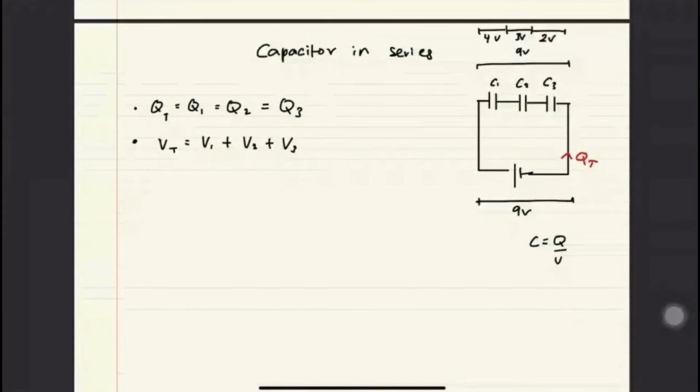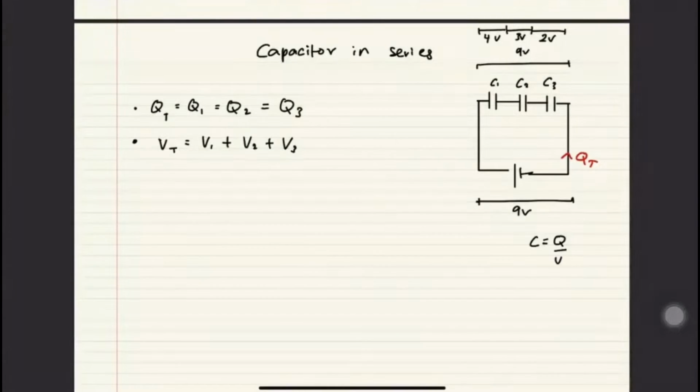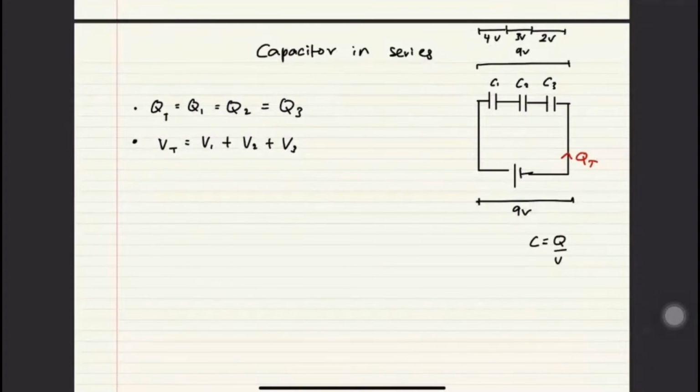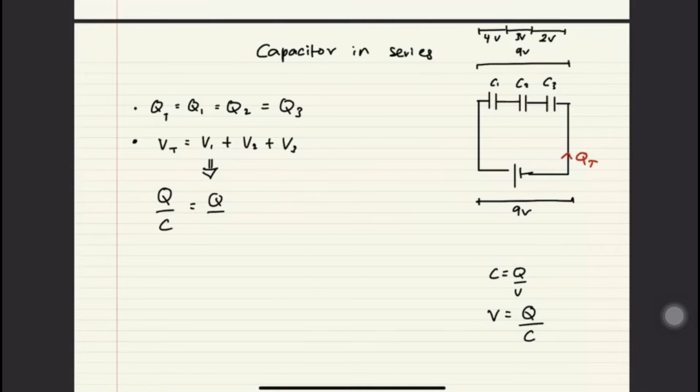Okay, this property is very important, because you will use it in calculations. Say I want to derive it. I rearrange C equals Q over V. If I rearrange in terms of V, V equals Q over C. So if I substitute it back inside here, it becomes Q over C, Q over C, Q over C plus Q over C.